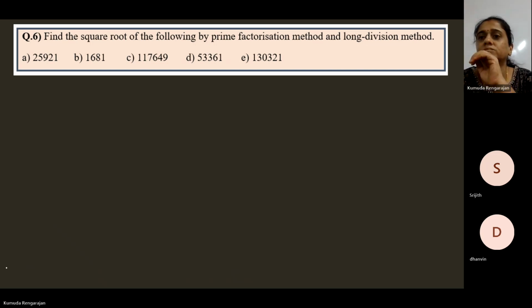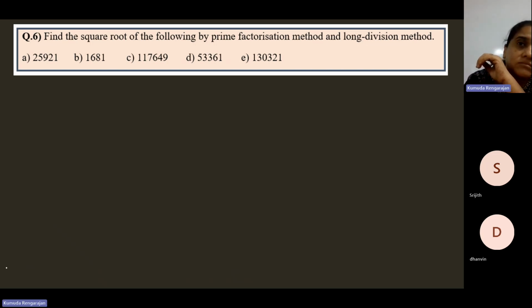Show me your book. Double it. 1 into 2. Double means what? You should multiply by 2. How will you double a number? Into 2. 1 into 2, not square. I said double it. Squaring is different from doubling.